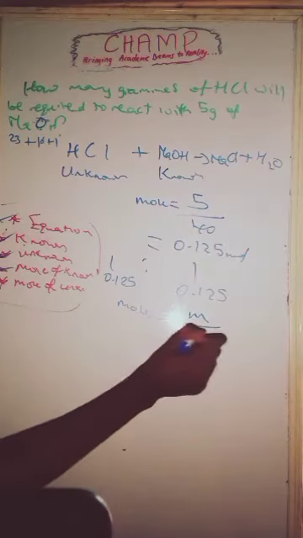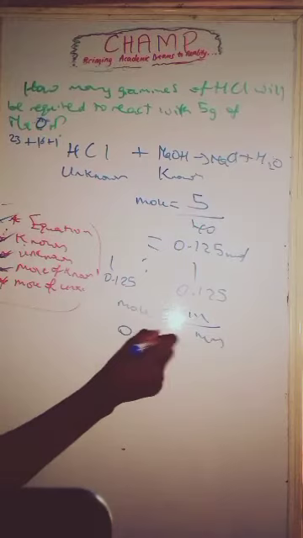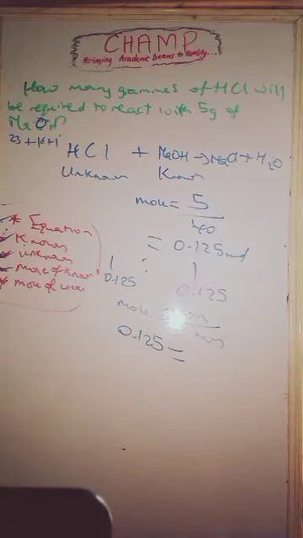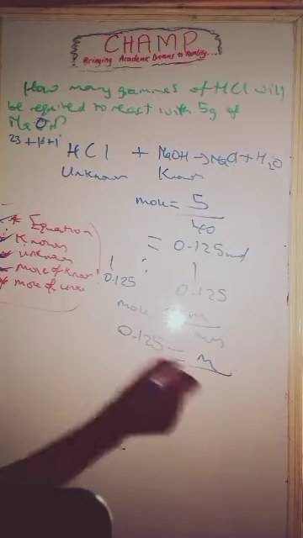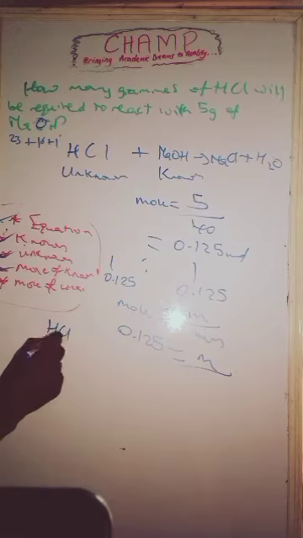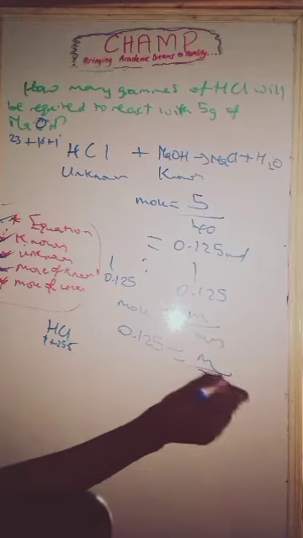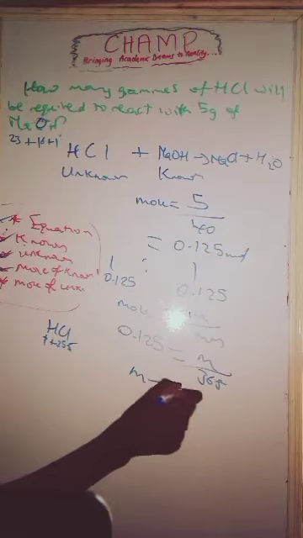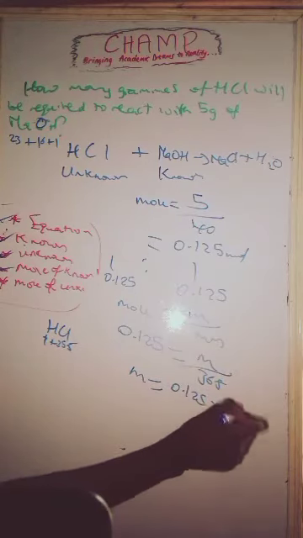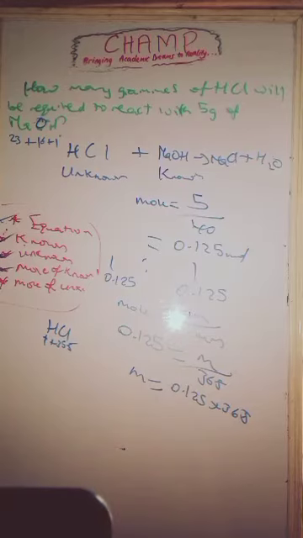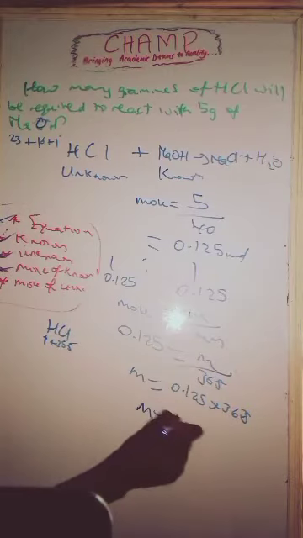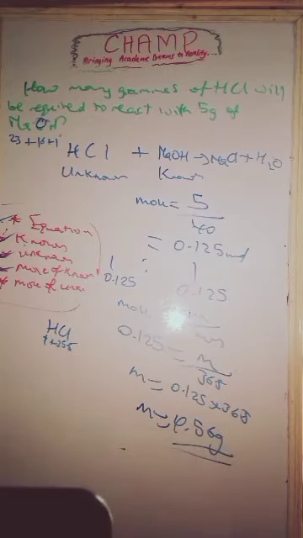So mole is equal to mass over molar mass. What's your mole? 0.125 is equal to the mass you are looking for, how many grams, over the molar mass. What's the molar mass of HCl? 1 plus 35.5, that's 36.5. So your mass is what? 0.125 times 36.5. So that's what? 4.56 grams. So this is my final answer.